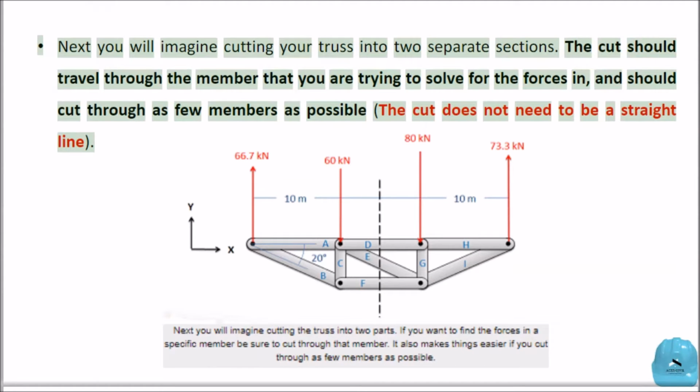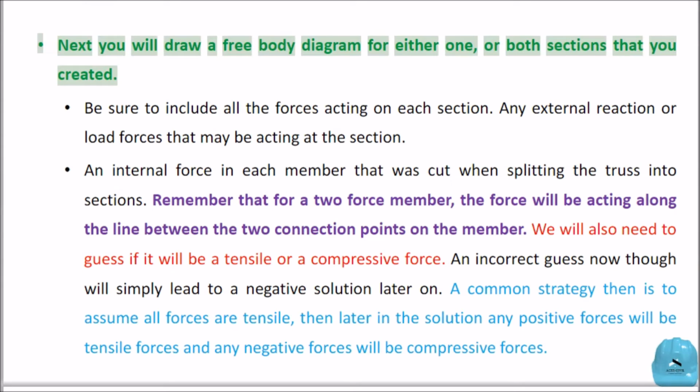Next, you will imagine cutting your truss into two separate sections. The cut should travel through the member that you are trying to solve for the forces in, and should cut through as few members as possible. The cut does not need to be a straight line. Next, you will draw a free body diagram for either one or both sections that you created.